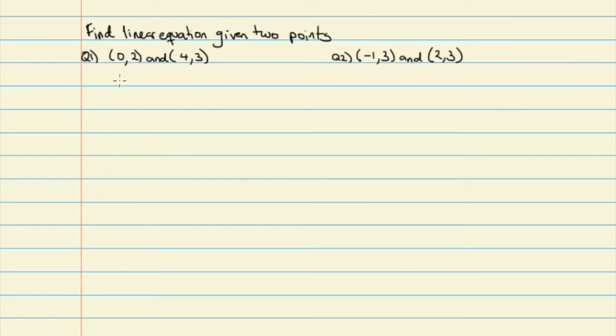Hello everyone. In this question, we're asked to find the linear equation of a line, given 2 points. For the first one, we're given the points (0, 2) and (4, 3).